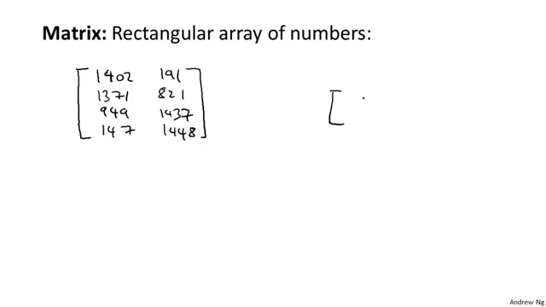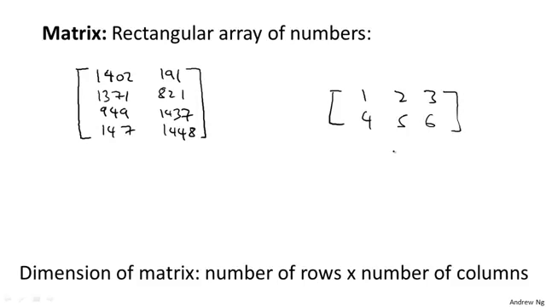And here's another example of a matrix. Let's write 1, 2, 3, 4, 5, 6. So a matrix is just another way of saying a 2D, or two-dimensional, array. And the other piece of terminology we need is that the dimension of a matrix is written as the number of rows times the number of columns in the matrix.